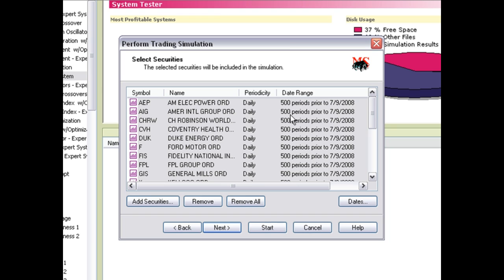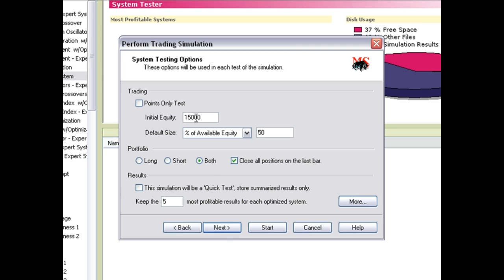Now, I'm going to tell the system how far back I'd like to test. So essentially what I'm going to do is say, over the last 2 years here, about 500 periods, I want to know how well the MACD has performed against this group of stocks. If I wanted to change that, I could just select dates here. I'll hit next. And this is where the system tester gets good.